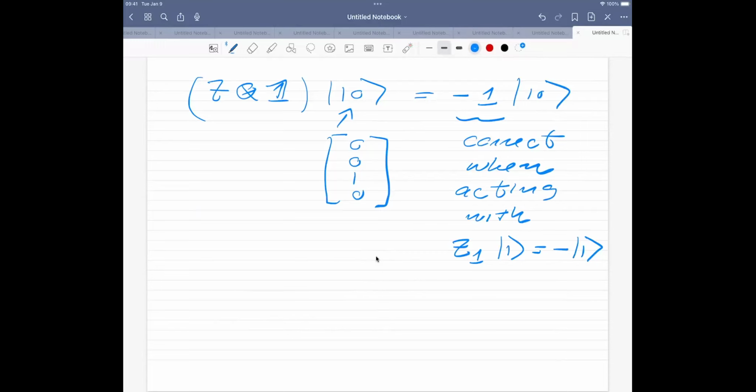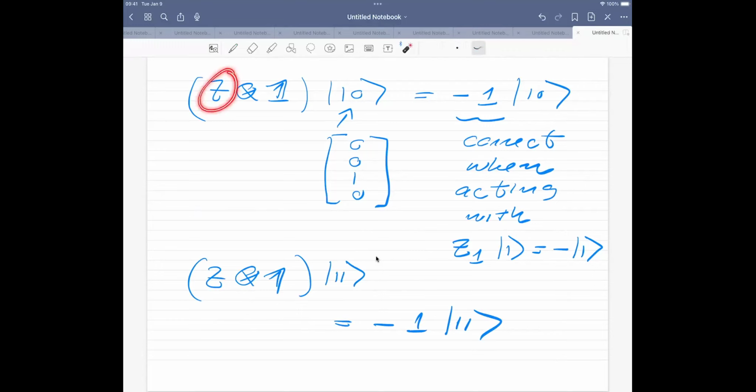Now, if I then look at the next one, and this acts on 1, 1, you will see that this is given by -1 of 1, 1, which is also correct. So if I'm making the measurement with this specific matrix in a specific basis of qubit 1, I'm getting the correct eigenvalues of the states, the computational basis states which I've taken.